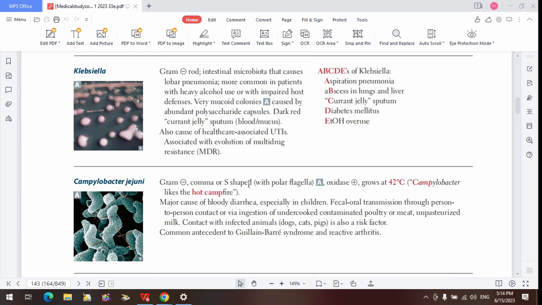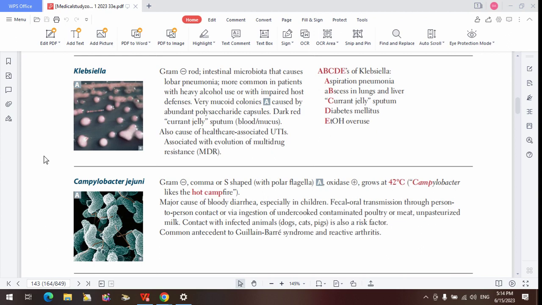But the high yield fact about Klebsiella is exactly what they have listed here, this ABCDE. They can ask you any one of those facts. You must learn it. ABCD: the aspiration pneumonia, the abscess in the lungs and the liver, the currant jelly sputum, which contains a mix of blood and mucus. Then the fact that it's very common in people that are diabetic or people that take alcohol. So that's that about Klebsiella.